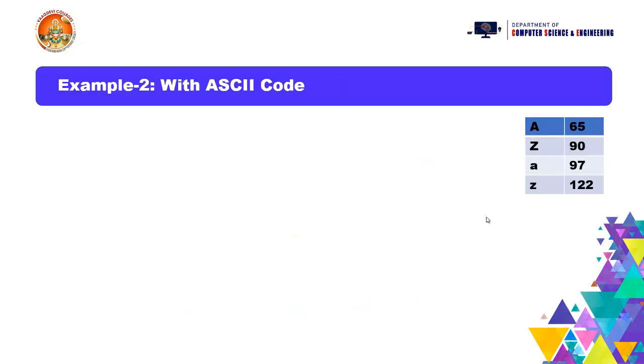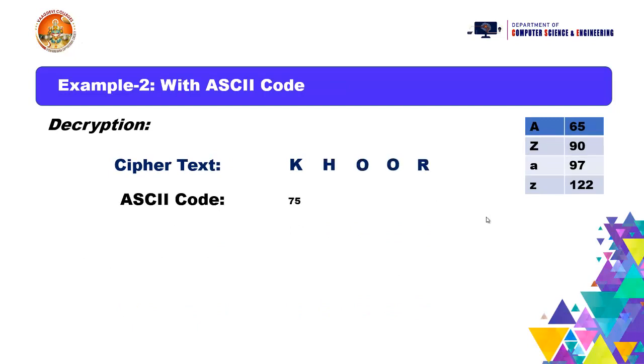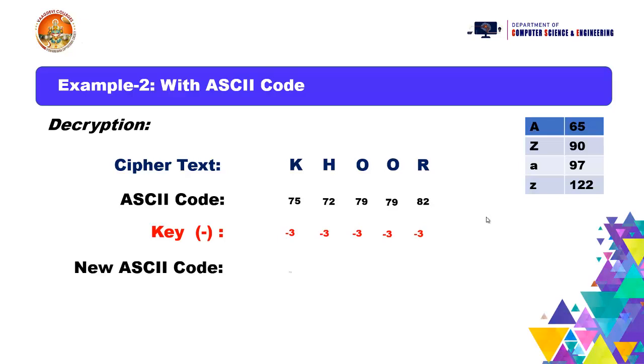This ciphertext is forwarded to the receiver. The receiver is going to perform decryption. The ciphertext is KHOOR, and its ASCII code numbers are 75, 72, 79, 79 and 82. We are using the same key, 3, and performing a subtraction operation. After subtraction, it will generate the ASCII codes 72, 69, 76, 76 and 79. If we convert these ASCII codes into characters, it will generate HELLO.